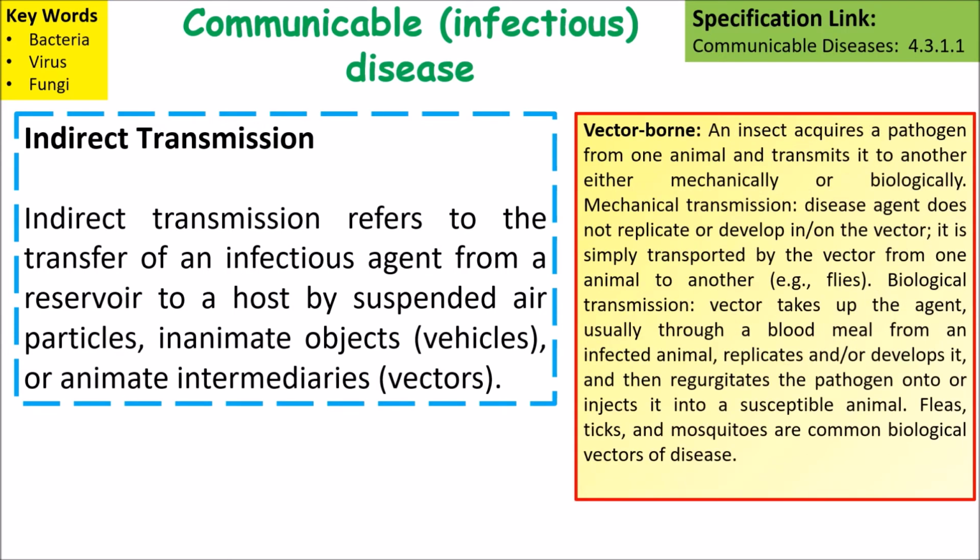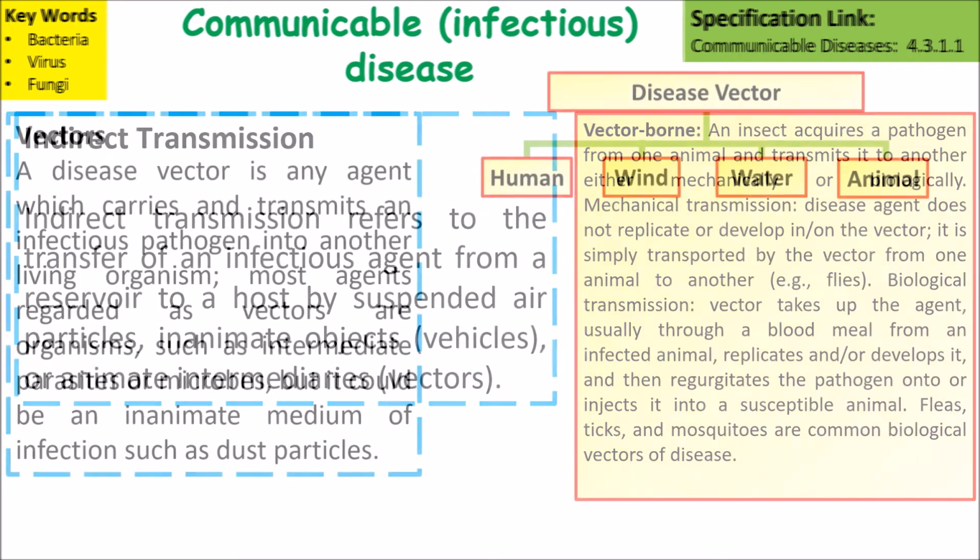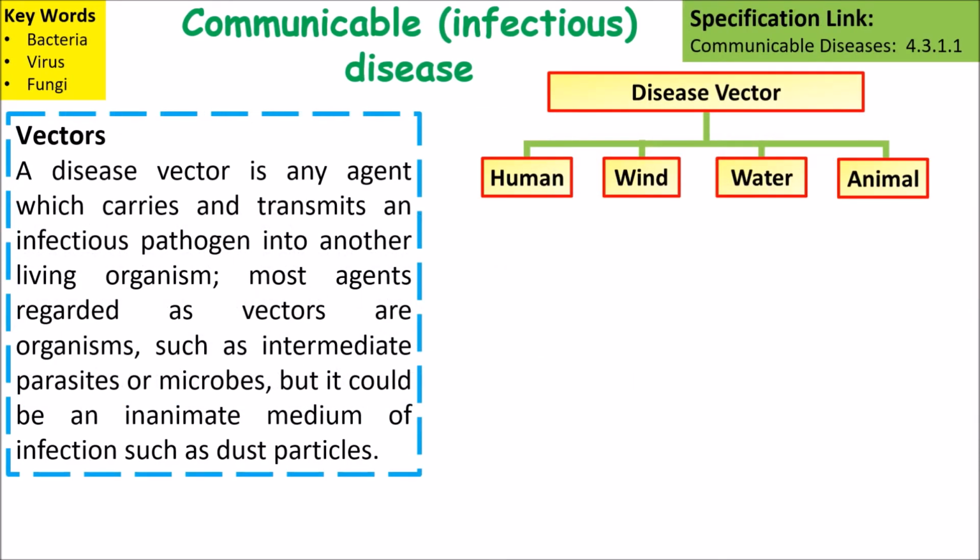Or you can have vector-borne transmission. This is where an insect acquires a pathogen from one animal and transmits it to another either mechanically or biologically. The most common type that we think about is things like malaria, where we have mosquitoes spreading it. A disease vector is any agent which carries and transmits an infectious pathogen into another living organism.